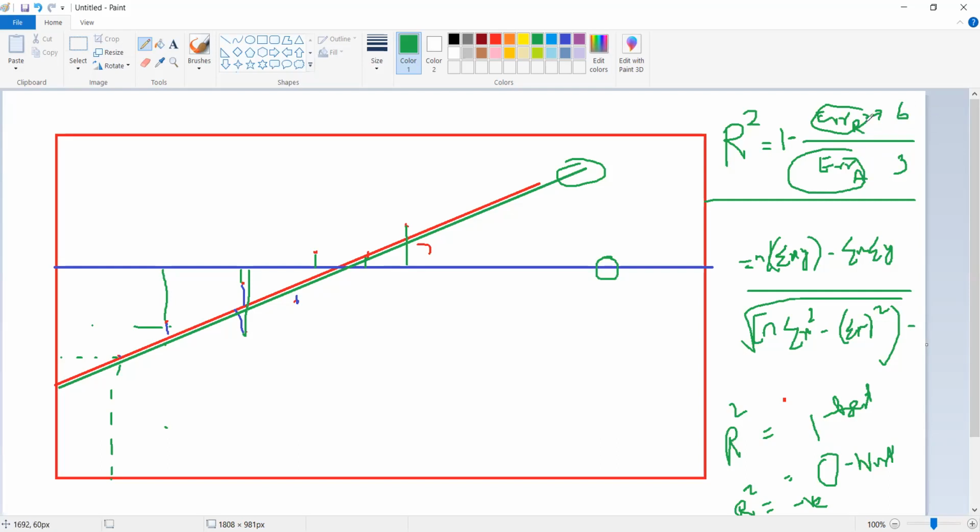Error, the numerator cannot be more than the error in the denominator. Yes or no? Right? So that's why we say that the R square value cannot practically be less than 1. But if you have created a messy model, it can be negative also.